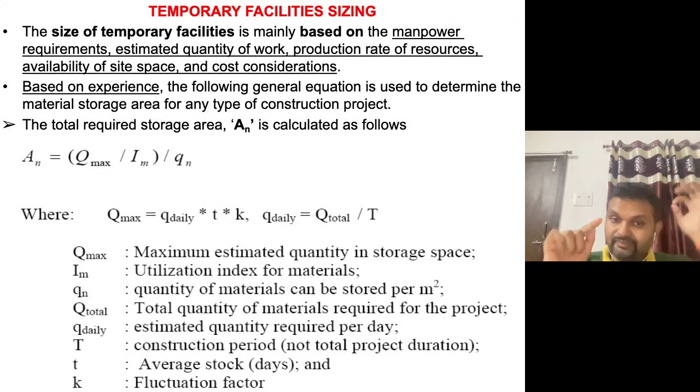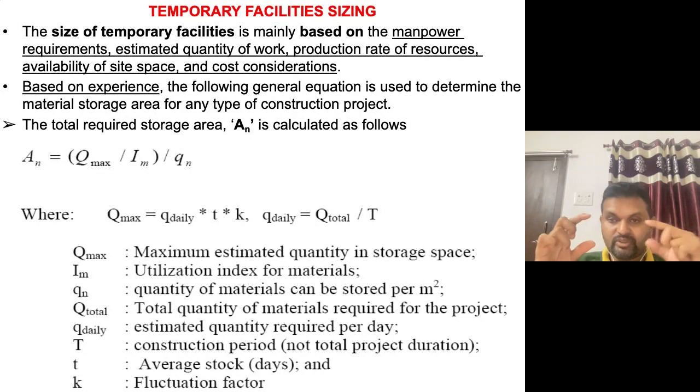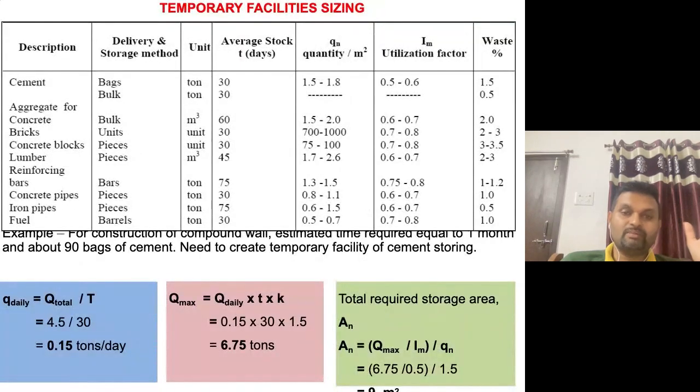Now see the reverse way. First I'm going to calculate the Q daily: total quantity required for the project divided by the duration of that activity. As soon as I calculate the Q daily, I am able to calculate the Q max. So Q daily is calculated, multiplied by small t, that is the average stock I'm going to get from the table, and multiplied by the fluctuation factor, that is the wastage percentage I'm going to get from the table. Once I calculate the Q max, just put it into the area main formula. So Q max, IM you're going to get from the table, that is the utilization index, and even the QN, that is the quantity of the material that can be stored per square meter. So everything I'm going to get from this particular table.